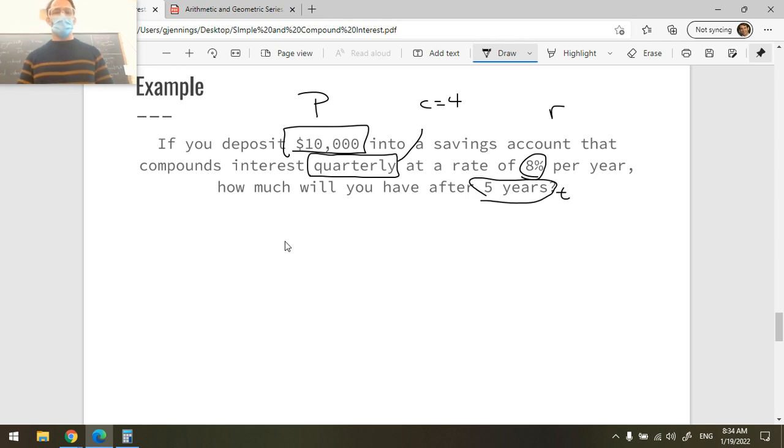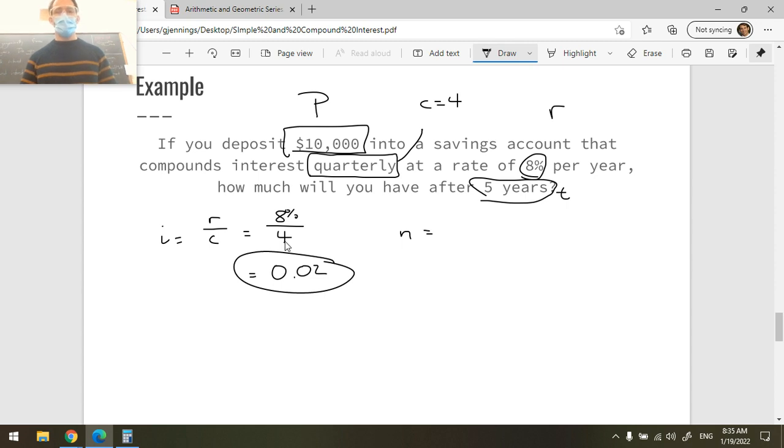This is T. Okay. But we need the numbers I and N if we're going to approach this problem. And I is equal to the rate divided by C. So here our rate is 8% and our C is 4. So let's just write those in here. 8%, but we're going to apply that quarterly. So that's going to be 2% per quarter, writing that as a decimal, 0.02. This is our I. Okay, we need that number. N is time multiplied by C. Here, time is 5 years and C is 4. So we will get 20 compounding periods over the life of this investment.